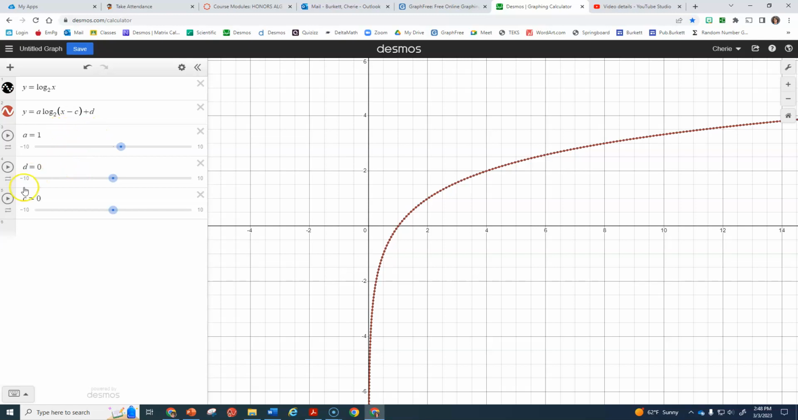So our parent function, which is this black one up here, it does have an A, a D, and a C. We don't see them, but we understand that there really is a 1 right there. 1 times. Notice when I did that 1 times, it did not change anything. It just moved the dotted line on top of my red one.